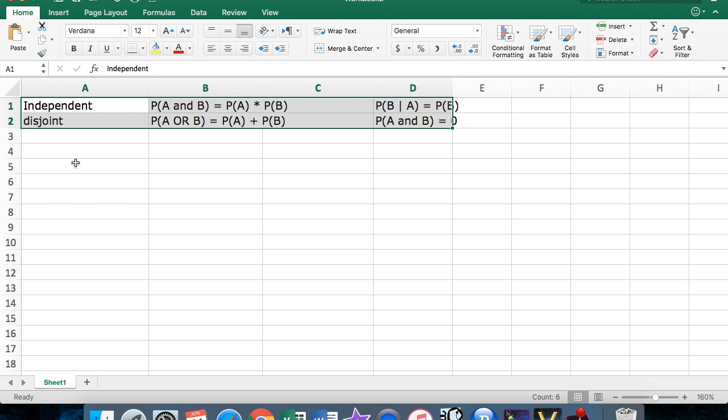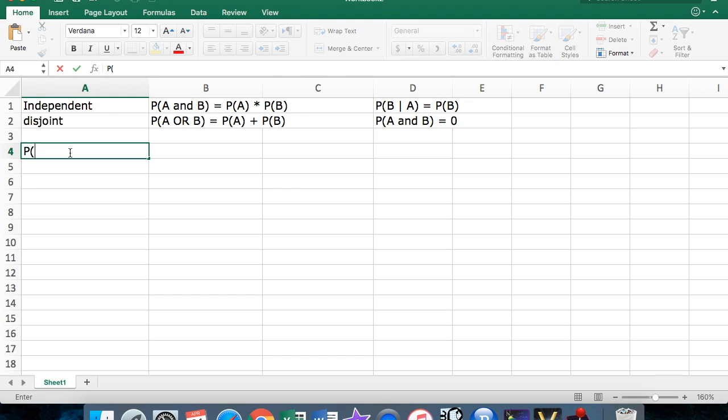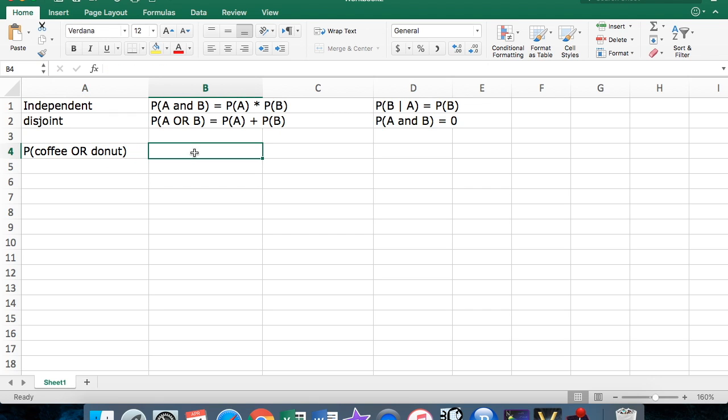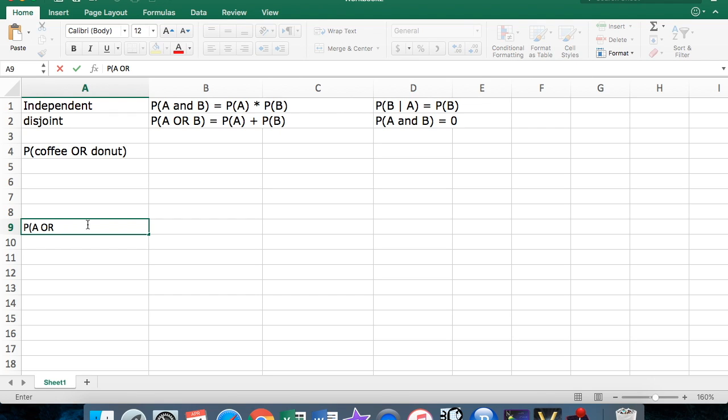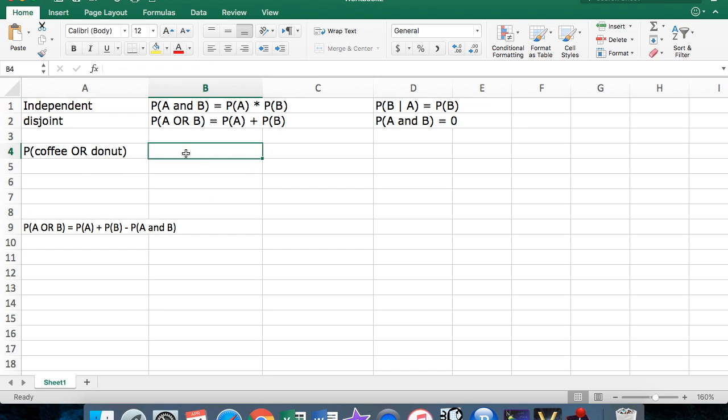Okay, so here we have the probability of coffee or donut, right? This is what we want. So remember, the probability of A or B is equal to the probability of A plus the probability of B. Now if they were disjoint, that would be it, right? But it doesn't tell us that they're disjoint, so we have to assume that they are not. So you have to subtract the probability of A and B. That is the formula we need to use.